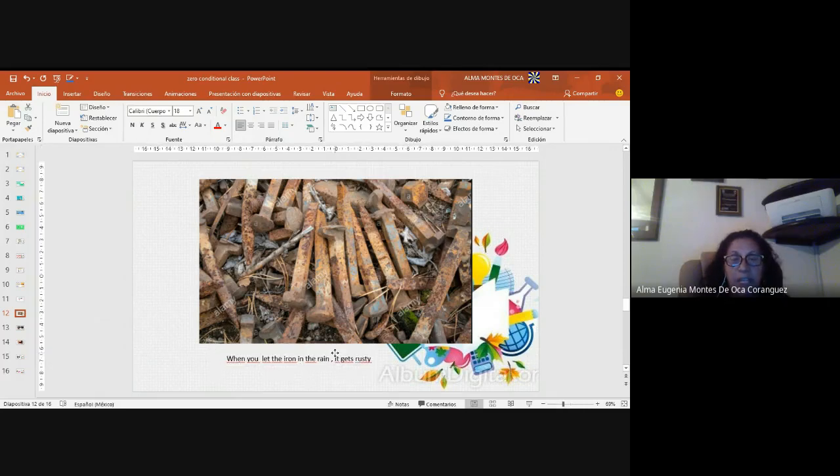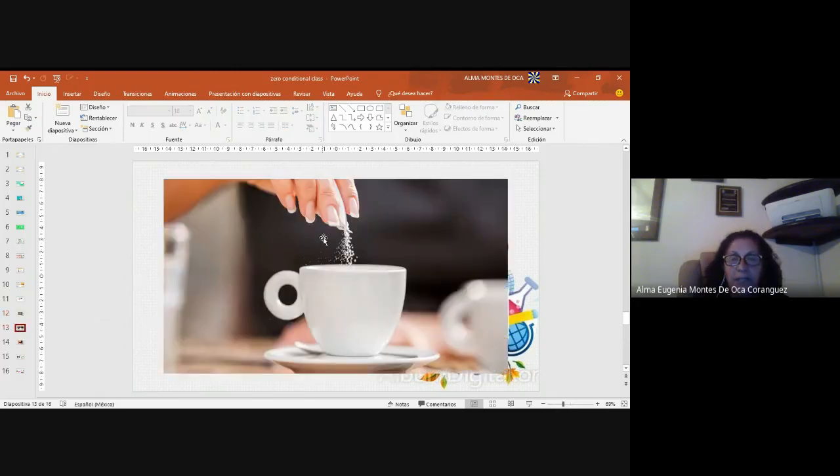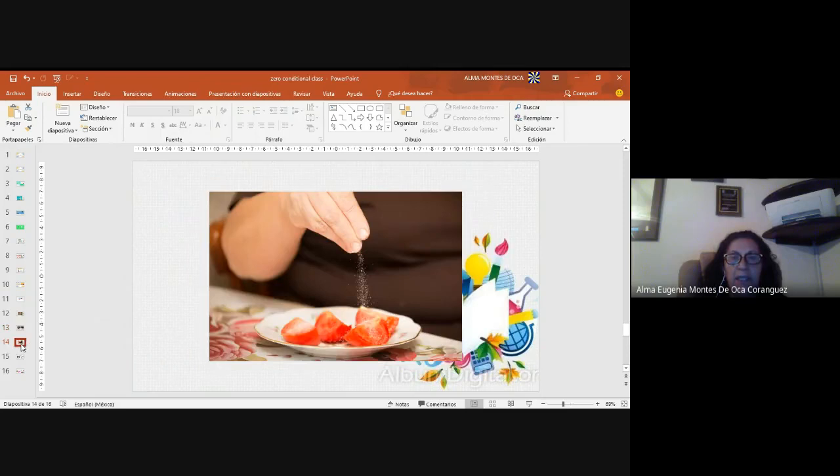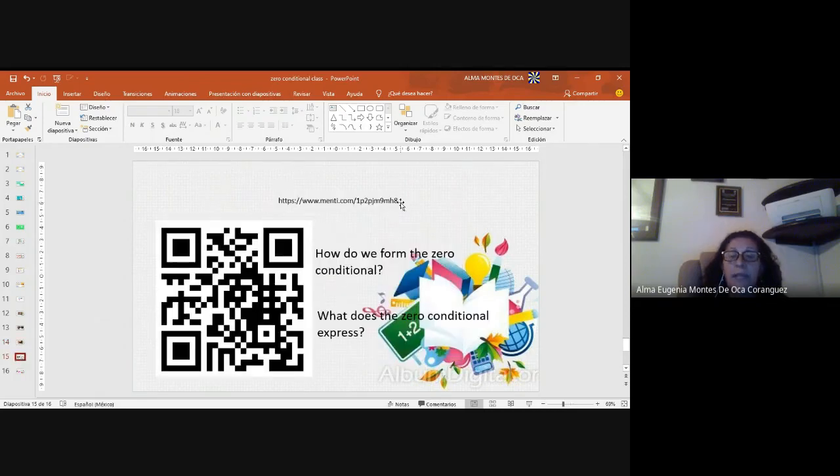Always happen the same. Always. Never change. Okay? Another one. If you add sugar to the coffee, it gets sweet. Always. Imagine, if you add salt to the tomatoes, it's salty. Another example.